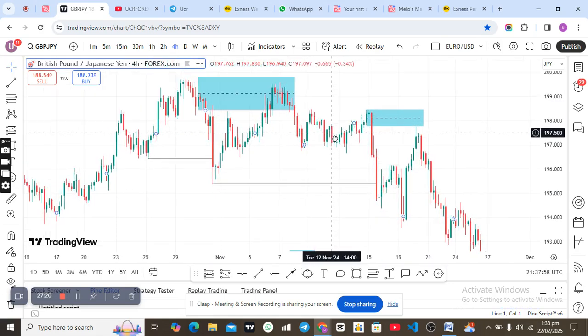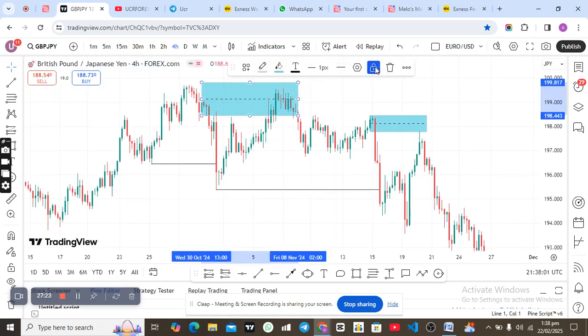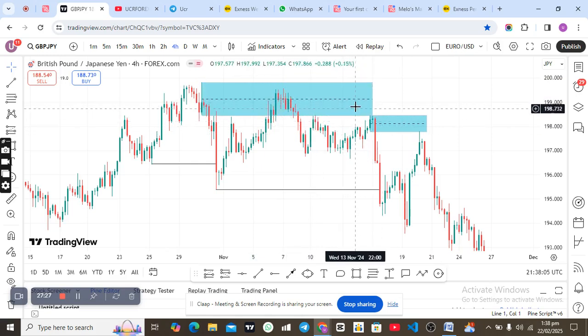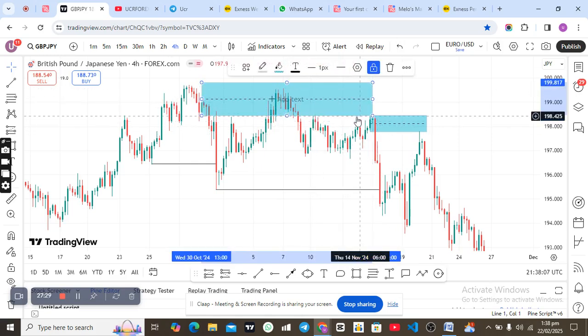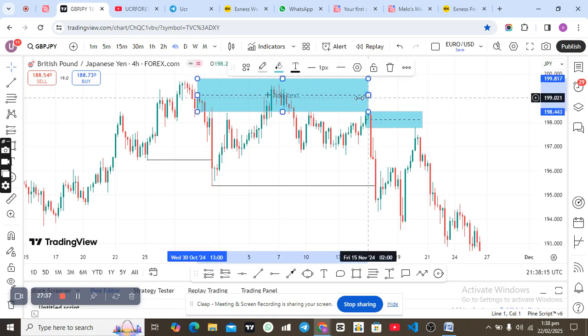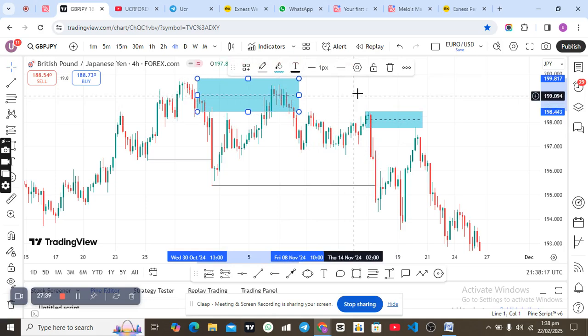Then ask yourself, why didn't price return back to this very particular previous mitigated zone? All because price has already mitigated it before. Why did price not come back? That means that price has already touched it before, so it has lost some liquidity. There's a slim tendency that price will return back to that.